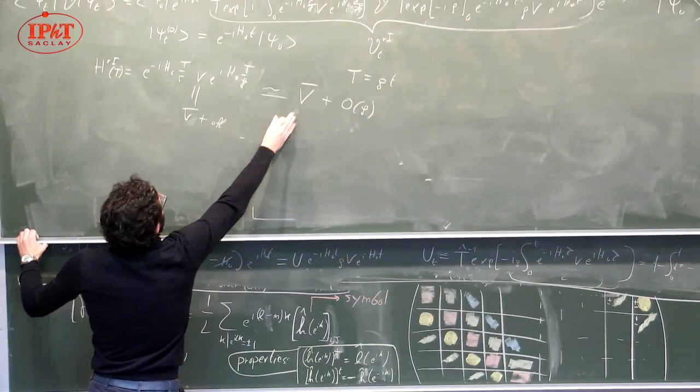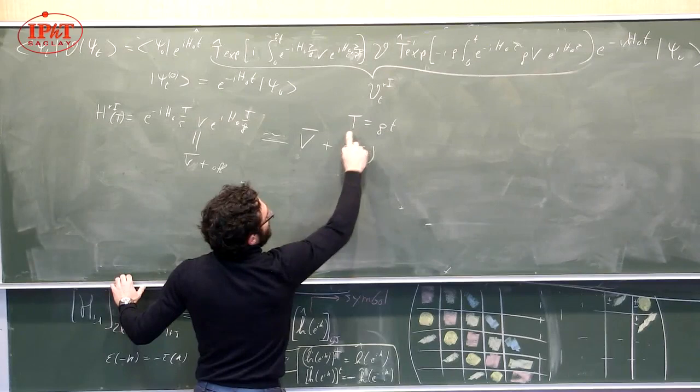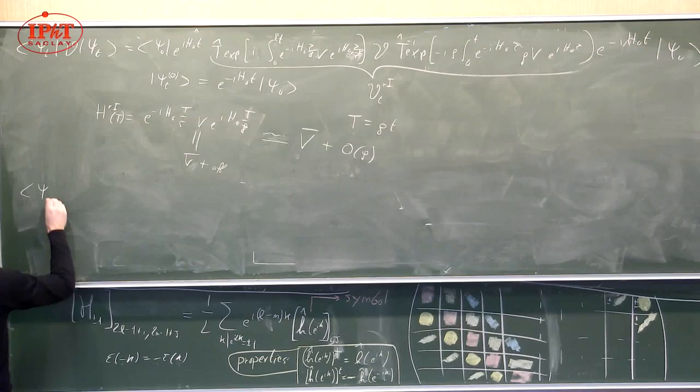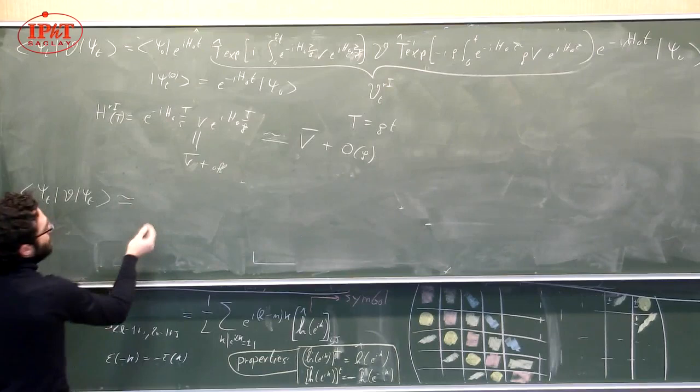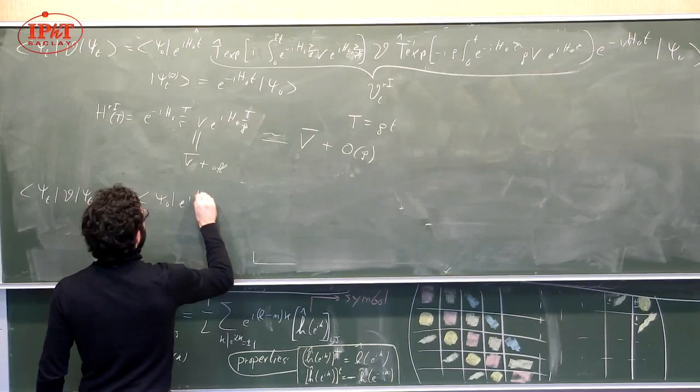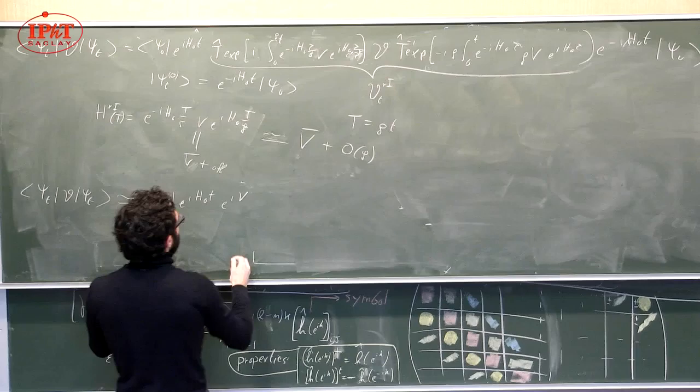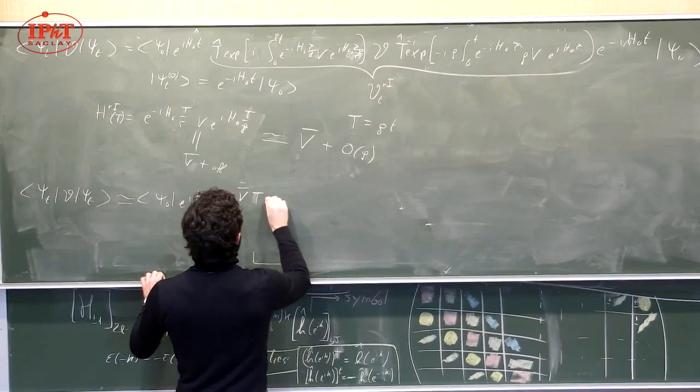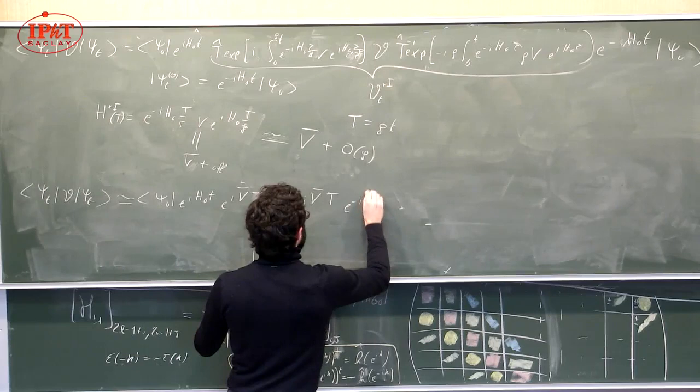OK, so this is what we found. In this particular limit, when the time is of order 1 divided by g, what we find is that this time evolution, psi of t, should be almost equivalent to psi 0, e to the I h0 t, e to the I V bar capital T operator, e to the minus I V bar capital T, and then e to the minus I h0 t, psi 0.